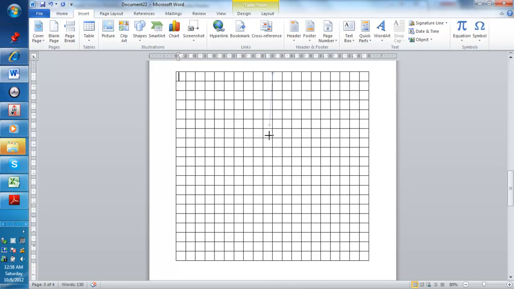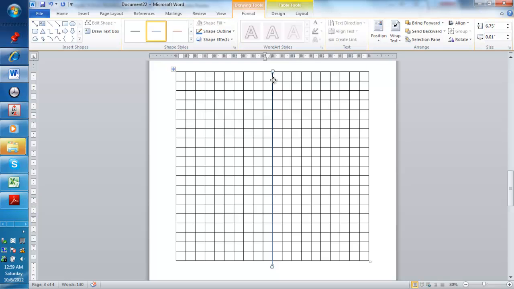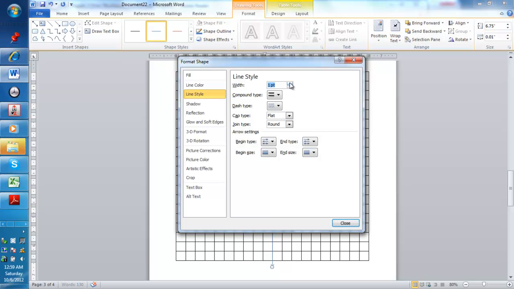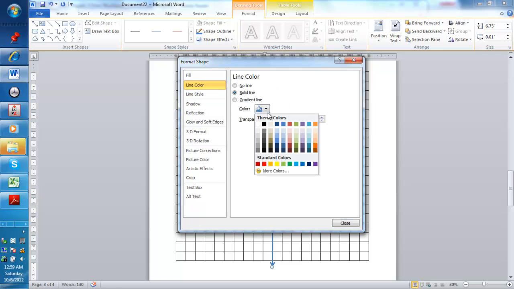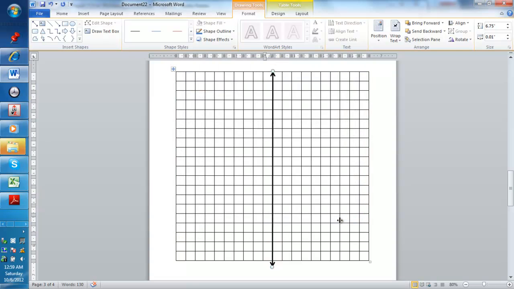And then I'm just going to put the y-axis. I right-click on the line and format the shape. I'll make the width of the line about 3, and the color black. And so I get a nice y-axis. Do the same thing for the x-axis. Since there are 20 rows, go halfway: 1, 2, 3, 4, 5, 6, 7, 8, 9, 10.